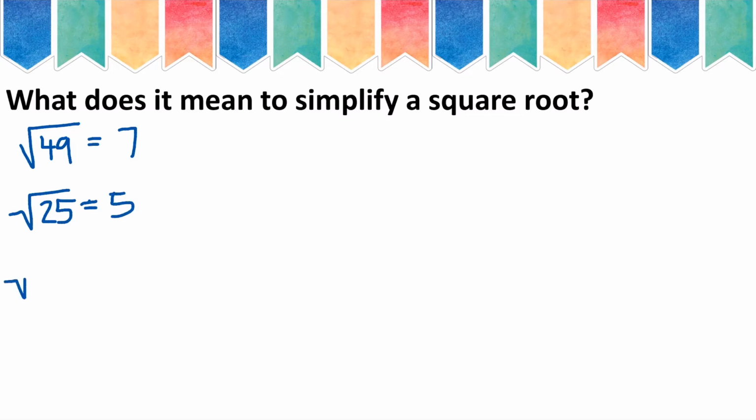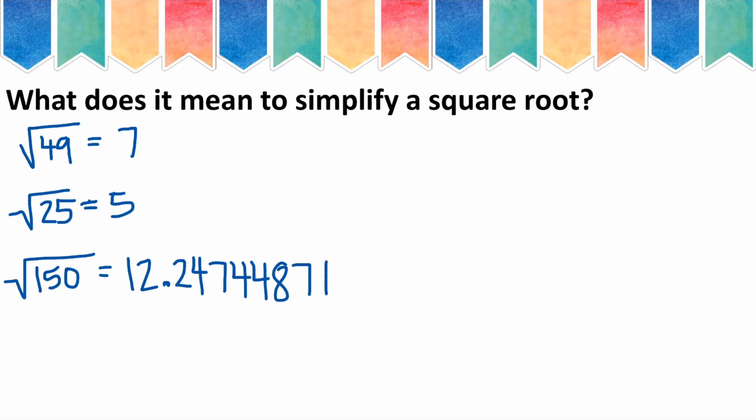But sometimes when we do the square root of a number, like the square root of 150, it ends up being a very large decimal, like 12.247444871. However, we don't usually write out the whole decimal. We would round this decimal and simply say 12.25 instead. But when we have decimals and we round them, it's not very accurate.